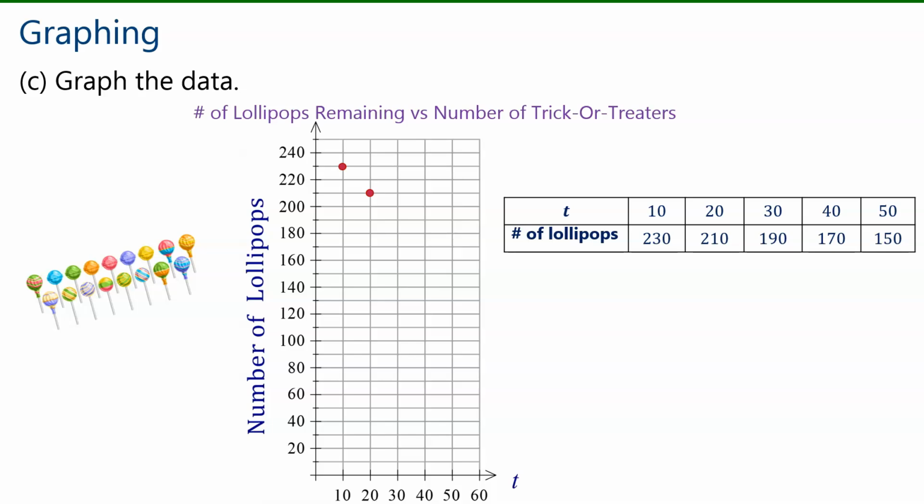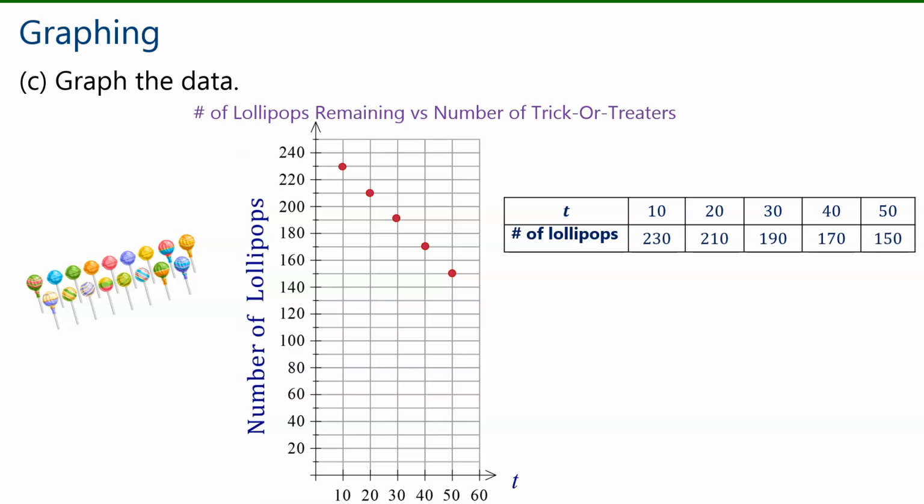30 and 190 would be here. 40 and 170 right here. And lastly, 50 and 150 is right here. So all these points are in a straight line, so this is a linear relation.